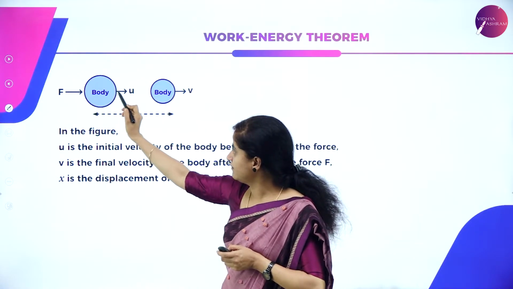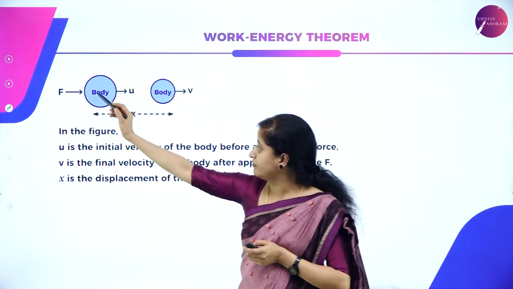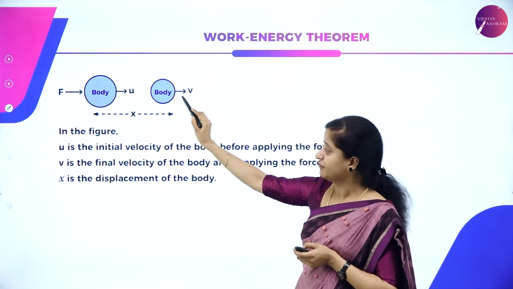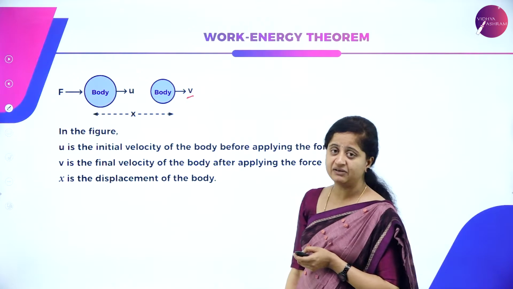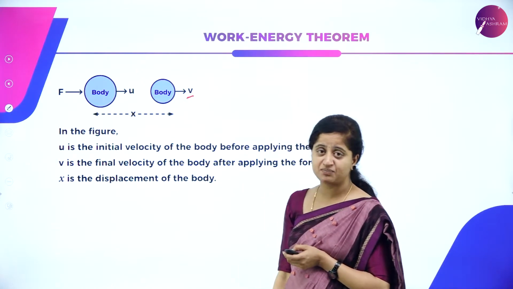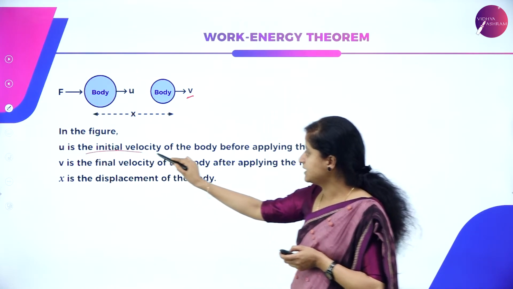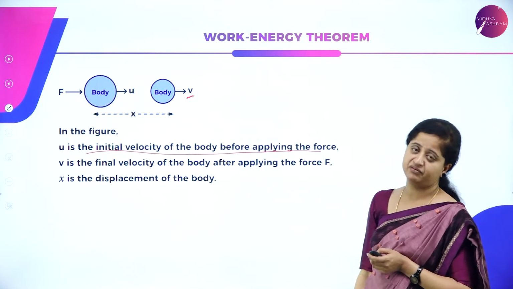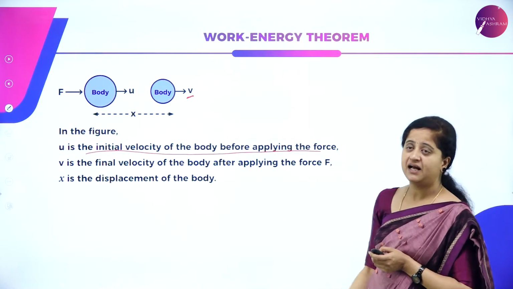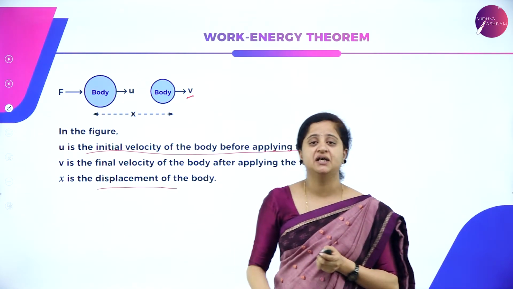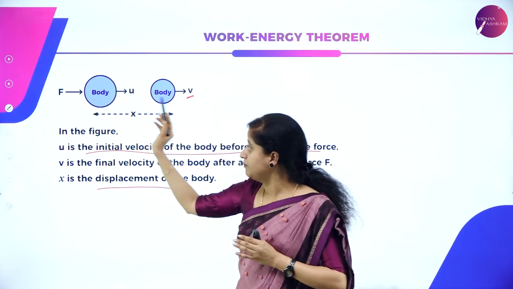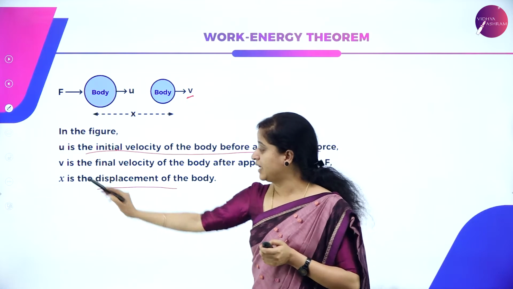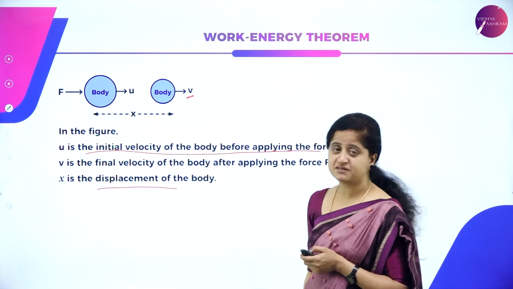Here there is a body which has an initial velocity u, and a force is applied in this direction. When the force is applied, the body is displaced. It is moving with the final velocity v. This x is called the displacement. So in the given figure, u is the initial velocity of the body before we apply the force, v is the final velocity of the body after the force is applied, and x is the displacement of the body. What is displacement? The change in position. It is changing its position from one point to another point, and we name it x.